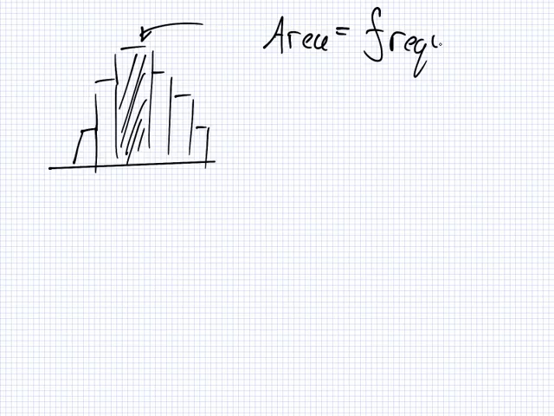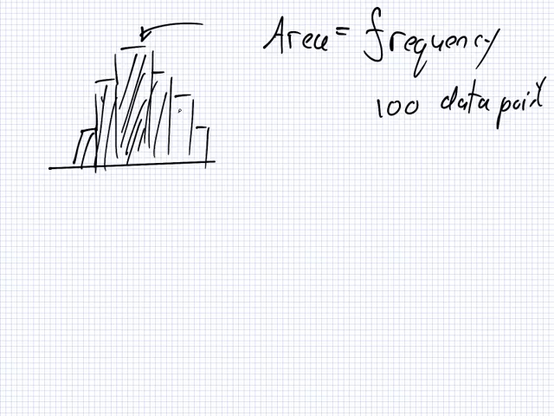Yes, frequency is called the area. So for example, if you had 100 data points, what's the total area here? It'd be 100. Yeah. What we're going to have a look at now is something called a density plot.